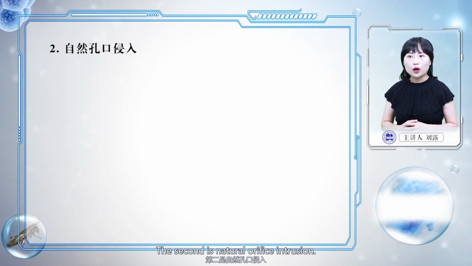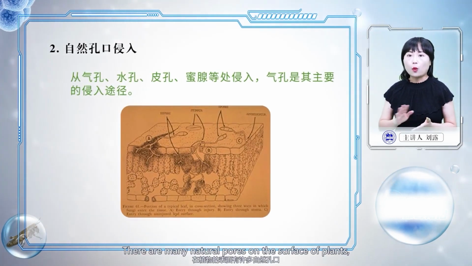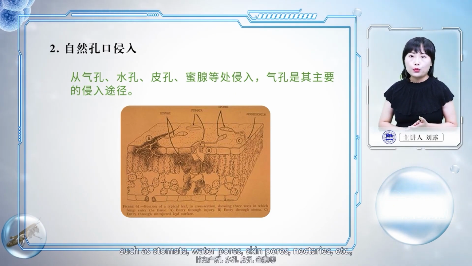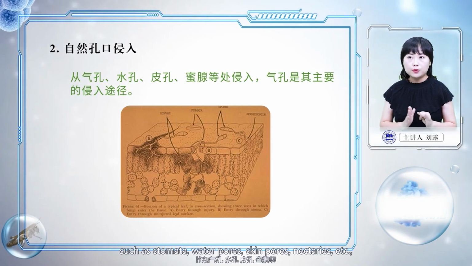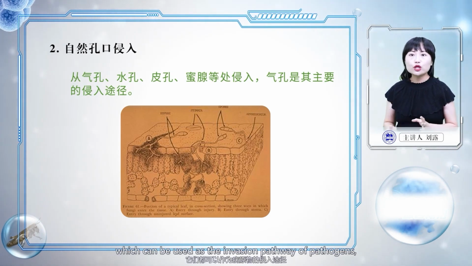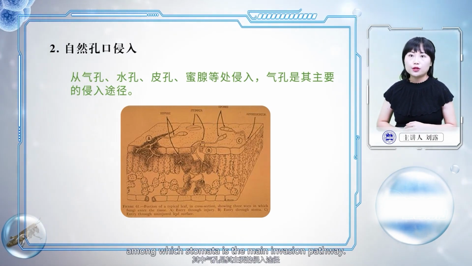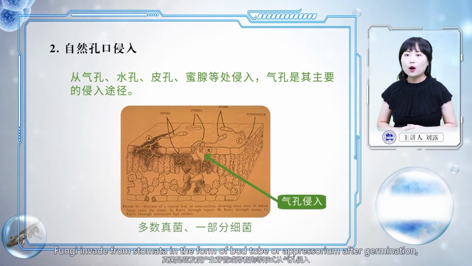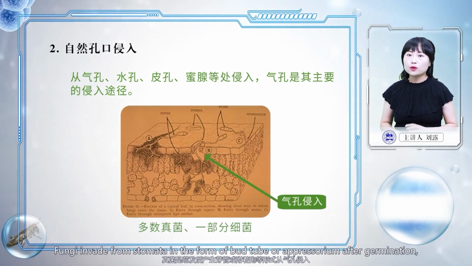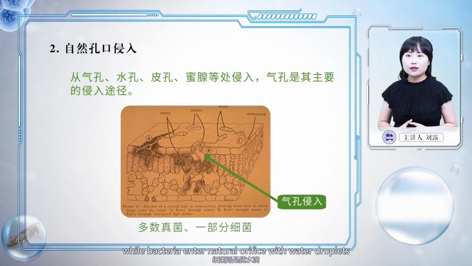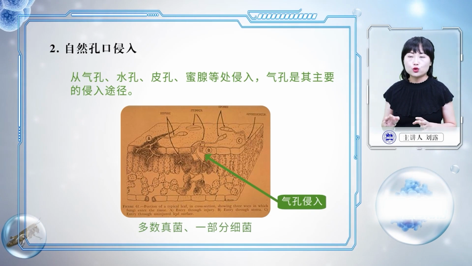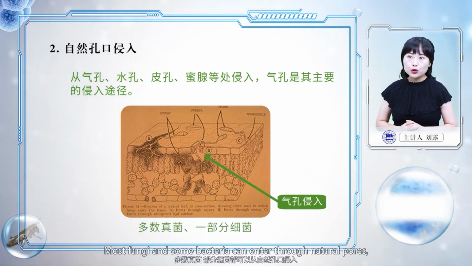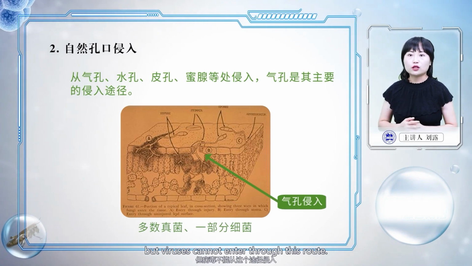The second is natural orifice invasion. There are many natural pores on the surface of plants, such as stomata, water pores, lenticels, nectaries, etc., which can be used as the invasion pathway of pathogens, among which stomata is the main invasion pathway. The invasion modes of different pathogens are also different. Fungi invade from stomata in the form of a germ tube or appressorium after germination, while bacteria enter natural orifices with water droplets or water film on the surface of plants. Most fungi and some bacteria can enter through natural pores, but viruses cannot enter through this route.